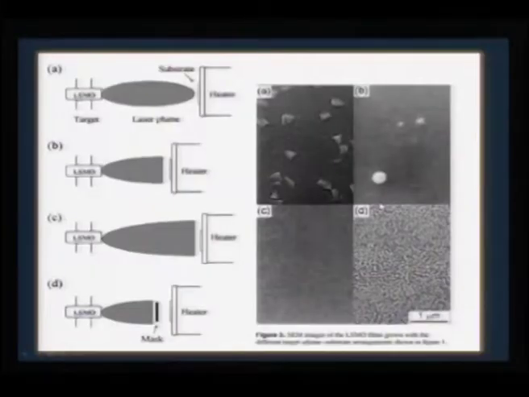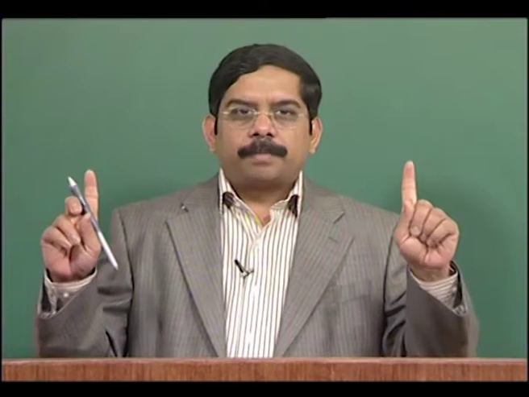This is another view graph which tells us the distance between the target and the substrate can also play an important role in getting the right type of material.